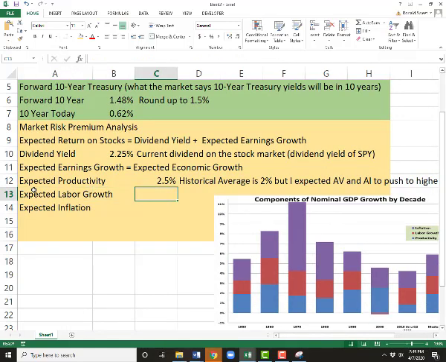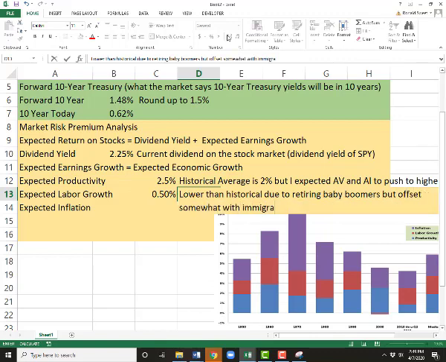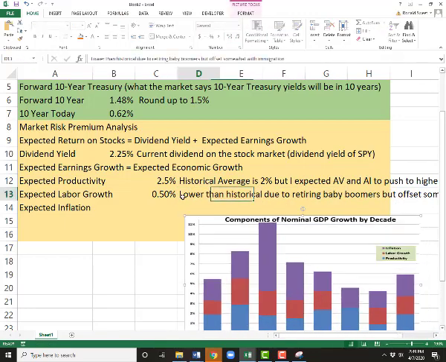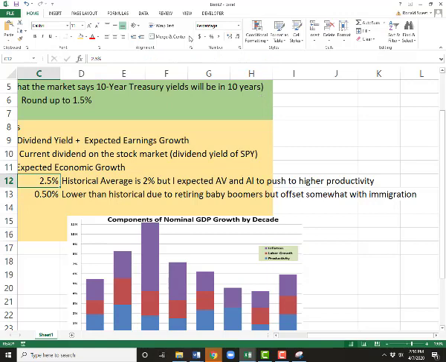For labor growth, I'm going to use 0.5%. So it's going to be lower than historical due to retiring baby boomers, but offset somewhat with immigration. We'll definitely have a lot more people immigrating to the United States because as all these baby boomers retire and leave, we're going to have workers from outside of the U.S. come in, and fortunately we're near countries that have a higher birth rate than the U.S. has. So I'm going to use 0.5%.